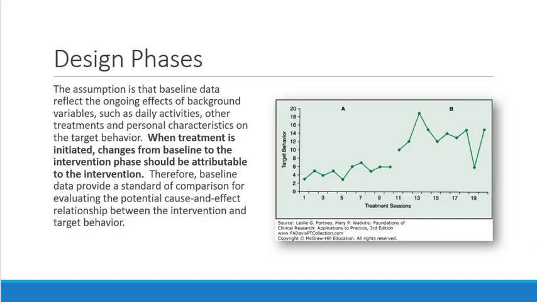The assumption is that baseline data reflect the ongoing effects of background variables, these being daily activities, other treatments, or personal characteristics. When treatment is initiated, changes from baseline to the intervention phase should be attributable to the intervention. Therefore, baseline data provide a standard of comparison for evaluating the potential cause and effect relationship between the intervention and target behavior.